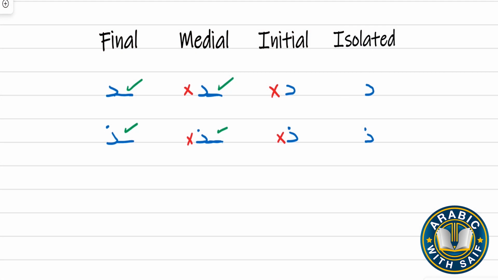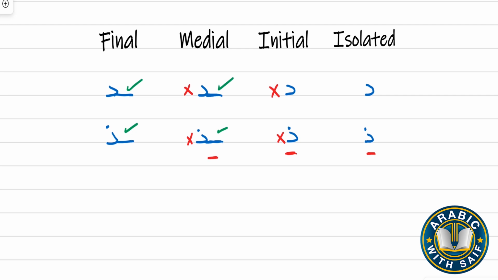If you understand well letter Dal's different forms, it will be easy for you to know Thal also, because it has the same forms. Let's see letter Thal's 4 forms. We know the isolated form of Thal. If Thal is in the beginning of a word, it will be same as Dal, but with a dot on top, not allowing to connect any letter after.